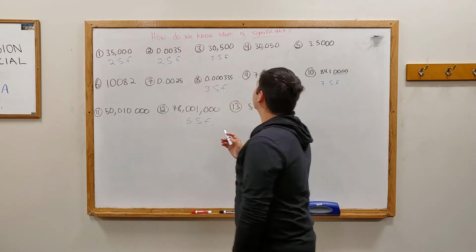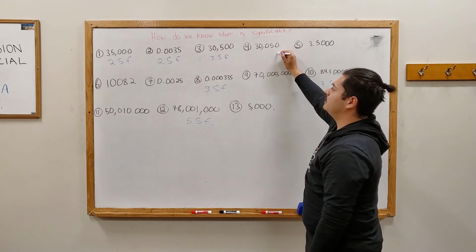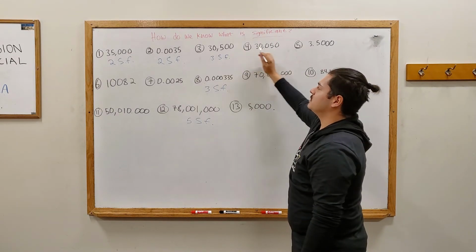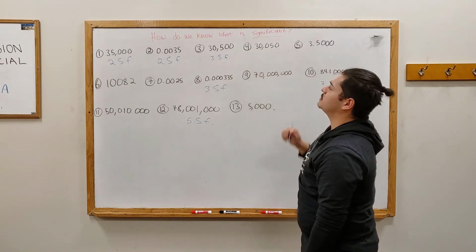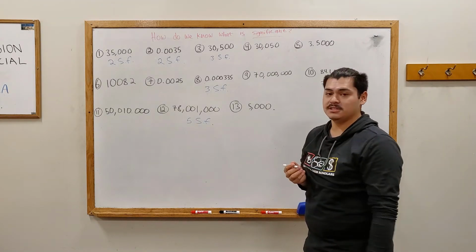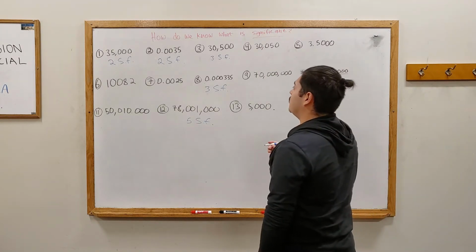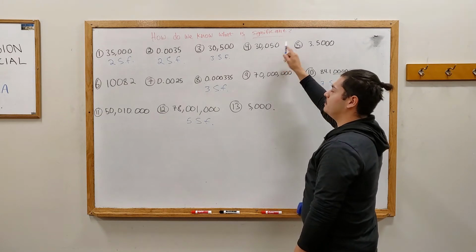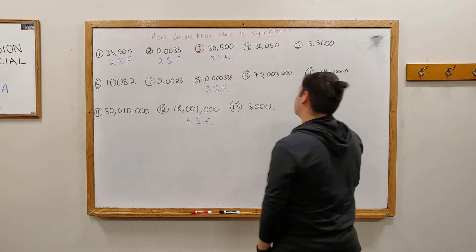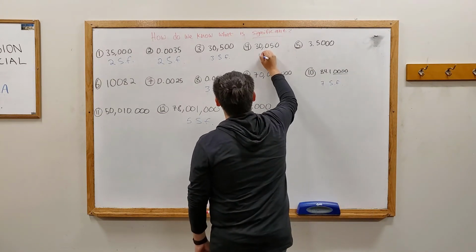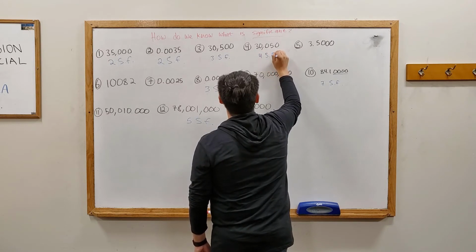Leading us here, 30,050. It's kind of like the last one, except now there are 2 zeros in between the 3 and the 5. Since they're sandwiched between whole numbers, they are significant, while the final zero has no decimal point, so it is not significant. So this number has 4 significant figures.